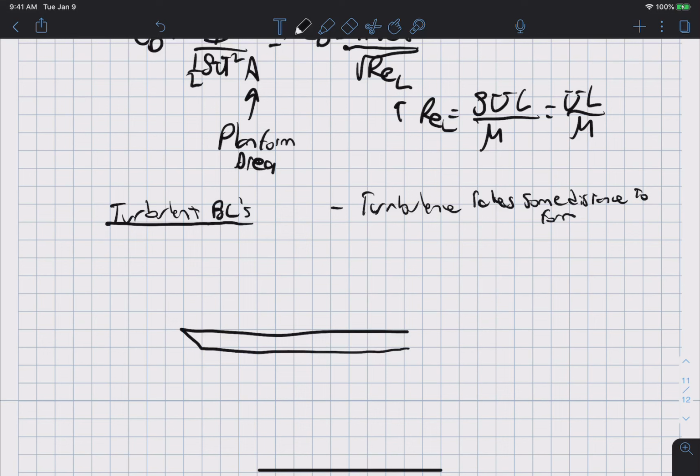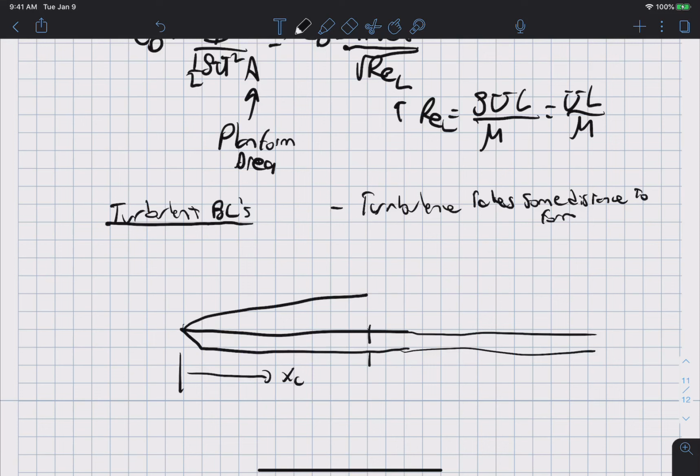So if you consider a flat plate, and the flat plate is either very long or the flow is very high speed, the initial boundary layer on the flat plate will initially be laminar. Then at some critical distance, I'm going to call that X critical, X_cr, the boundary layer will transition into turbulence. And this would be turbulent.